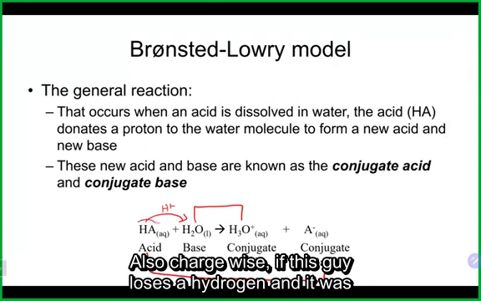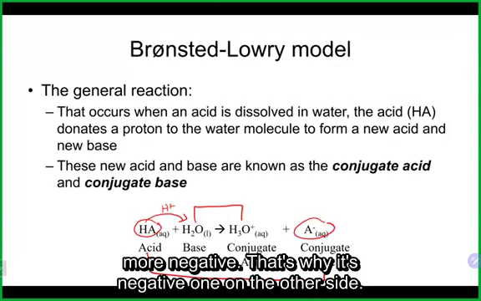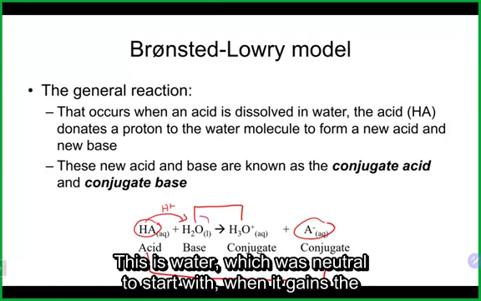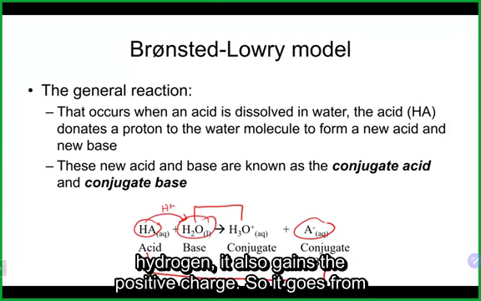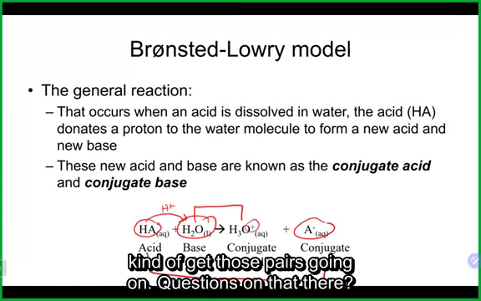Also, charge-wise, if this guy loses a hydrogen, and it was neutral to begin with, when it loses a positive, it becomes one more negative. That's why it's -1 on the other side. This is water, which was neutral to start with. When it gains the hydrogen, it also gains the positive charge, so it goes from no charge to +1. So again, the charges do adjust as you get those pairs going on. Questions on that there?